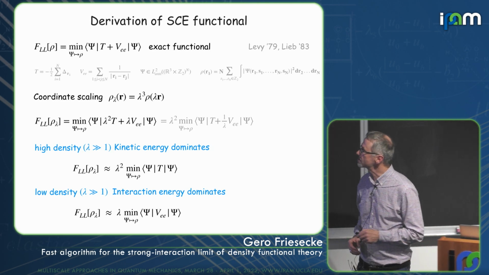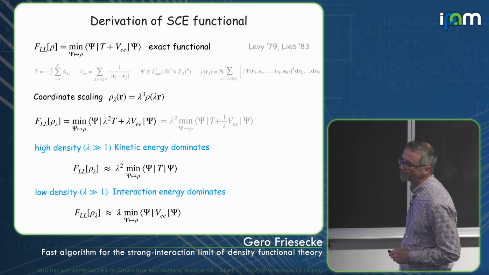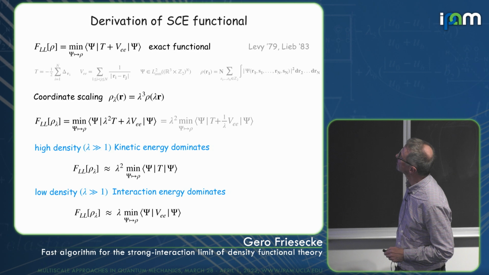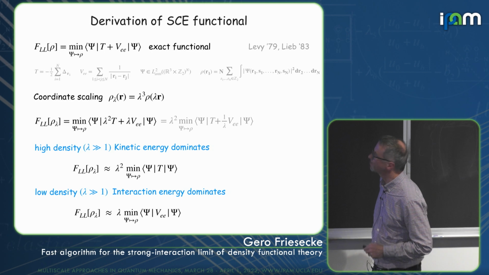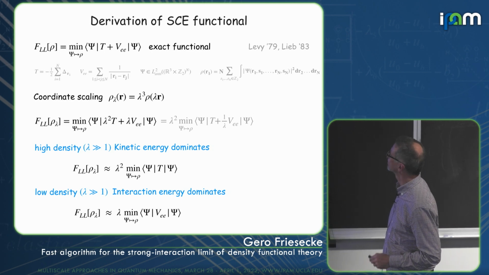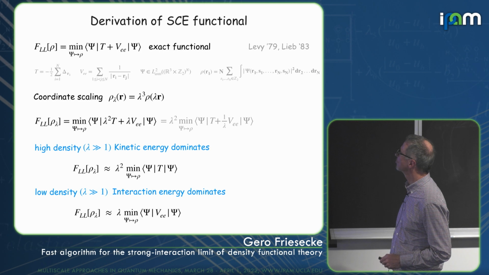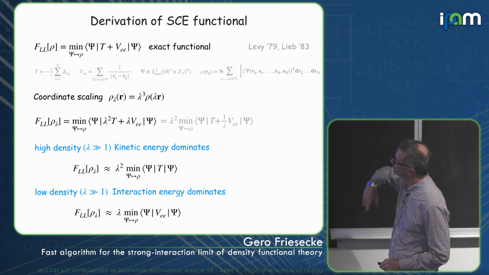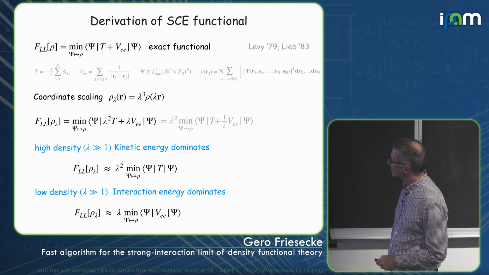So the derivation is quite simple. You start from the exact Levy-Lieb functional. That means you minimize kinetic plus interaction energy subject to a given density. And for the few people in the audience not working on this, here is the formula for the operators. Then you do the uniform coordinate scaling, and you discover that the kinetic and the interaction energy scale differently. Because here you take a Laplacian, it's like two derivatives, you divide twice by a length scale, so that gives you a factor lambda squared.